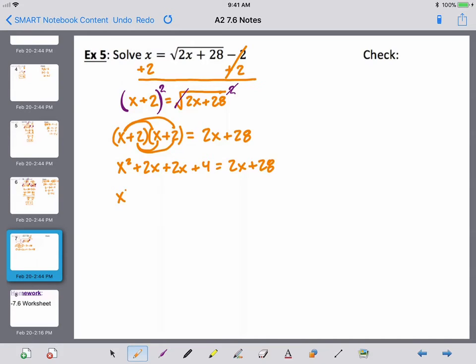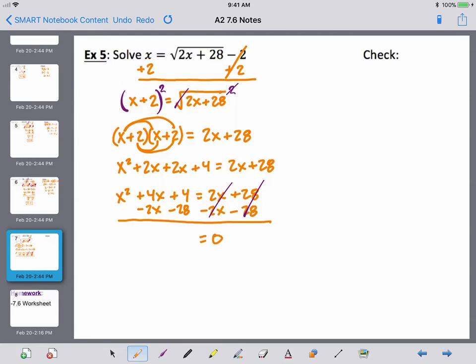Go ahead and combine your like terms here. So we get x squared plus 4x plus 4 equals 2x plus 28. Now we're going to get everything on one side of the equation, so we're actually solving a quadratic equation here. We'll subtract the 2x and the 28 from both sides. Over on the right-hand side, we get 0. Over on the left, we're left with x squared plus 4x minus 2x is 2x, and 4 minus 28 is negative 24.